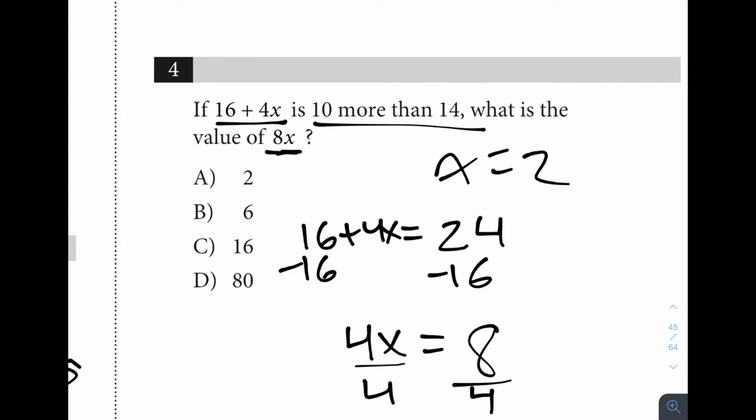But remember, the question is asking for 8x, not the value of x. So we plug in 8 times 2, which equals 16. So we'll get C for question 4.